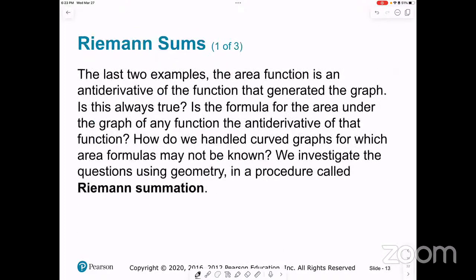I like that for that last example, they broke the unorthodox shape up into simple shapes and then found the area, because that actually serves as a great segue into Riemann sums, right? So in the last two examples, the area function is an antiderivative of the function that generated the graph. Is this always true? Is the formula for the area under the graph of any function the antiderivative of that function?